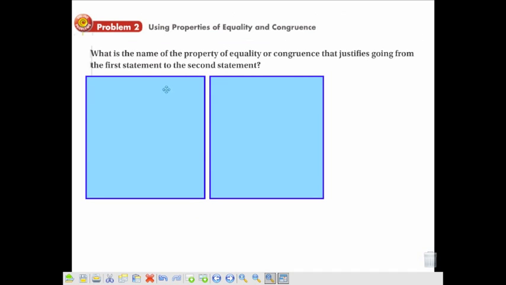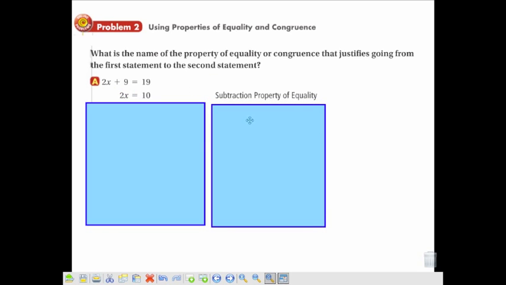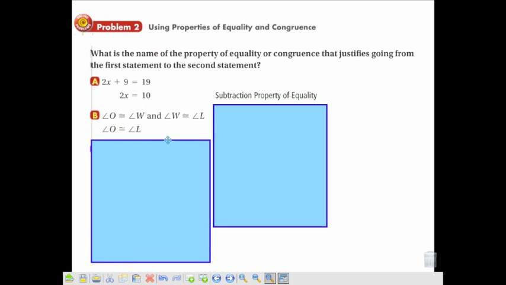Okay, so let's look at identifying some of these. What are we doing? First of all, we ask, are we using congruent or equality? These are equality because we're using an equal sign, we're using addition. Well, what we've done here, we subtracted 9 from both sides. That's the subtraction property. And the next one, well, we're looking at congruent first of all, so it has to be a property of congruence.